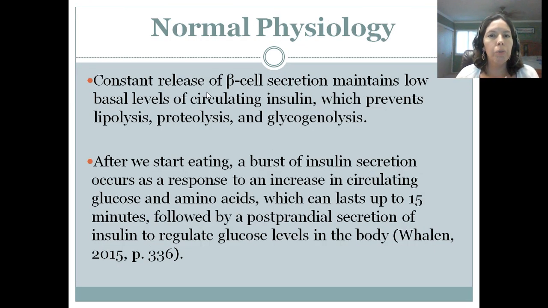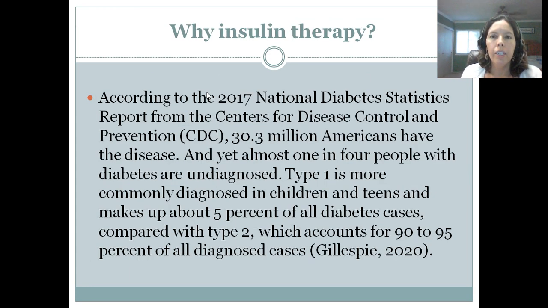So let's quickly review the normal physiology of insulin in our bodies. So constant release of beta cell secretion maintains low basal levels of circulating insulin, which prevents the breakdown of fat, the breakdown of protein, and the breakdown of glycogen. So after we start eating, a burst of insulin secretion occurs as a response to an increase in circulating glucose and amino acids, which can last up to 15 minutes. This is then followed by a postprandial secretion of insulin to regulate glucose levels in the body. So when our bodies do not do this naturally, sometimes insulin therapy may be required.